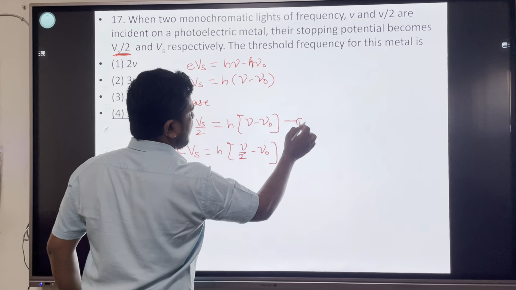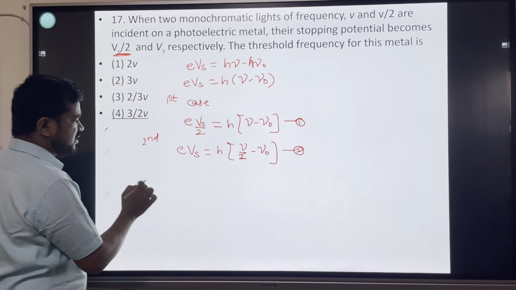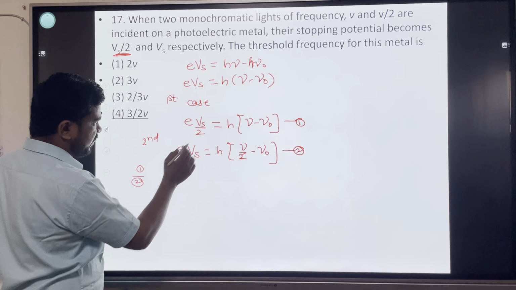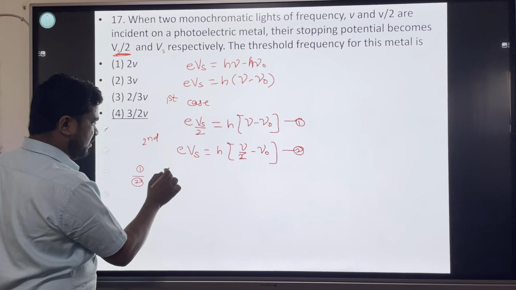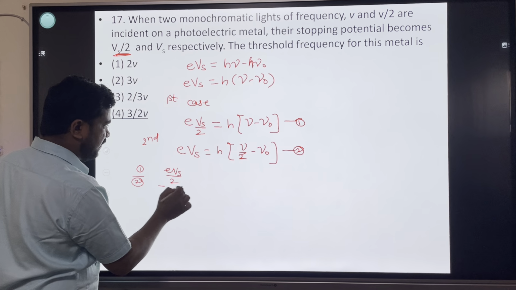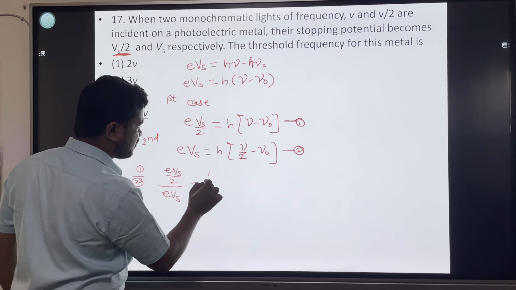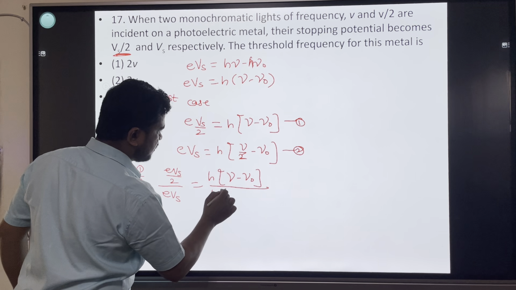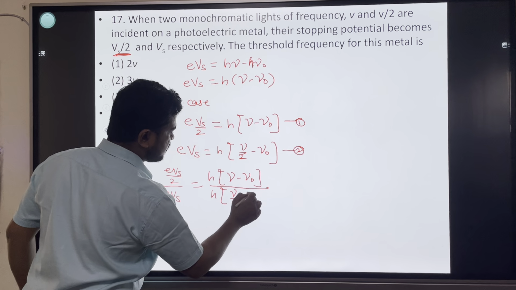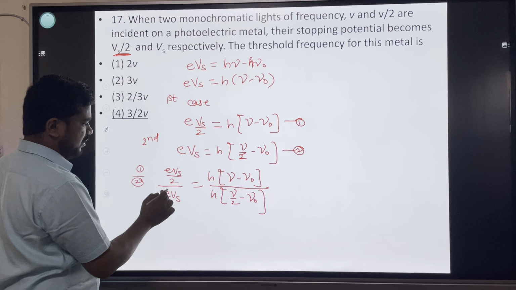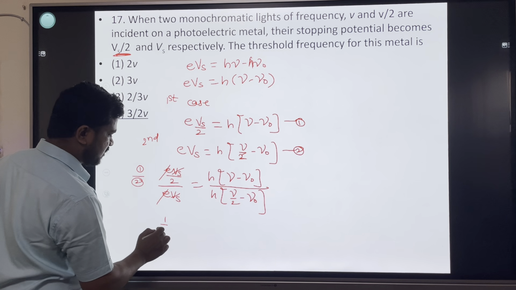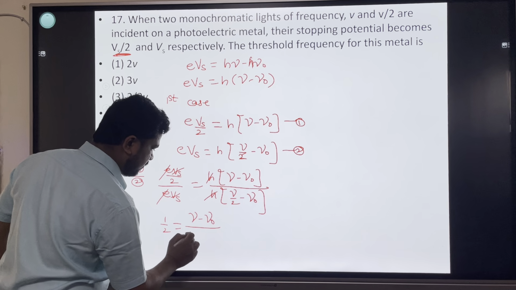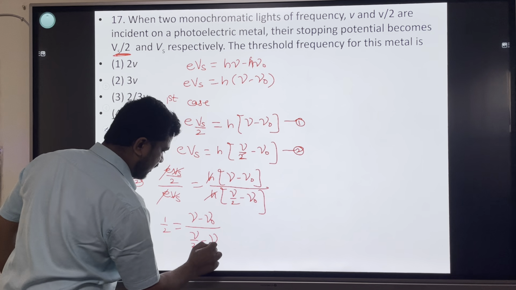Equation 1 and equation 2 दोनों का ratio लीजिए. Equation 1 and 2 ratio, E cancel हो गया, Vs cancel हो गया. EVS divided by 2 divided by EVS is equals to H in bracket nu minus nu 0 divided by H in bracket nu upon 2 minus nu 0. E cancel, Vs cancel, 1 upon 2, H cancel, nu minus nu 0, nu upon 2 minus nu 0.